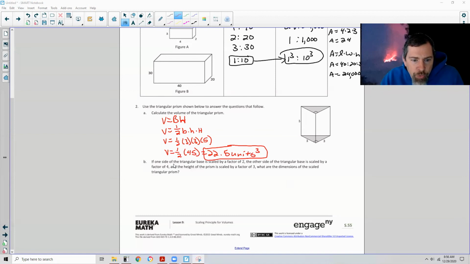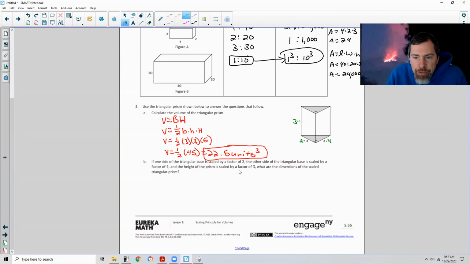Okay, B says, if one side of the triangular base is scaled by a factor of 2, the other side of the triangular base is scaled by a factor of 4, and the height of the prism is scaled by a factor of 3, what are the dimensions of the scaled triangular prism? If one side of the triangular base is scaled by a factor of 2, I'm going to multiply this by 2. The other side of the triangular base is scaled by a factor of 4, so I'm going to multiply it by 4. And the height of the prism is scaled by a factor of 3.